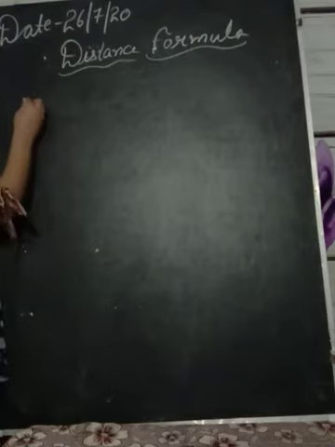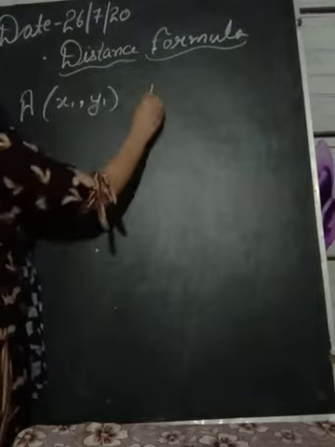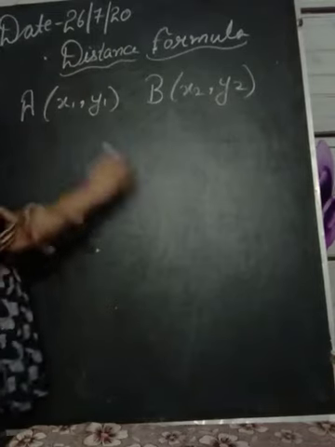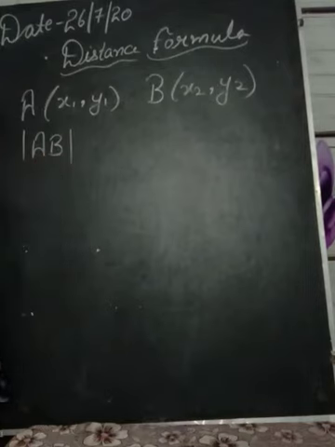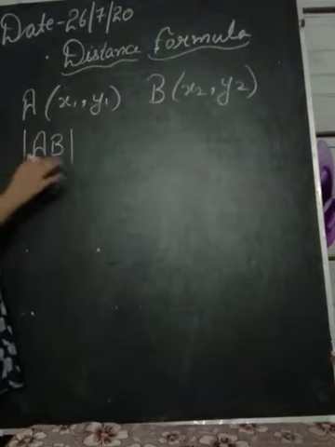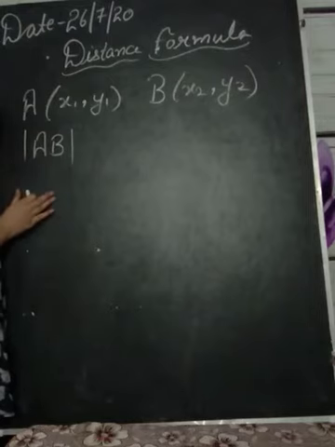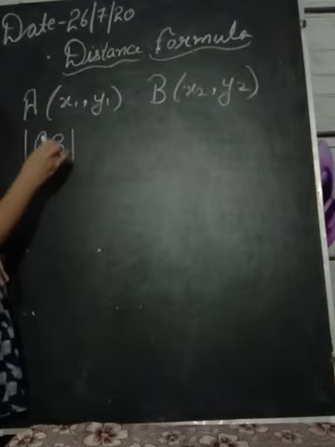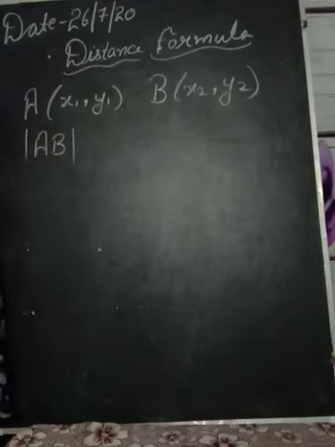To find the distance, we have given 2 points: A is (x1, y1), B is (x2, y2), and we have to find the distance between A and B. So how can we find it? By using the distance formula. And my dear students, why are we writing the modulus sign here? Because the modulus symbol cannot be negative, and we know that distance cannot be negative. So the distance will be positive. If our distance comes out negative, it will become positive.